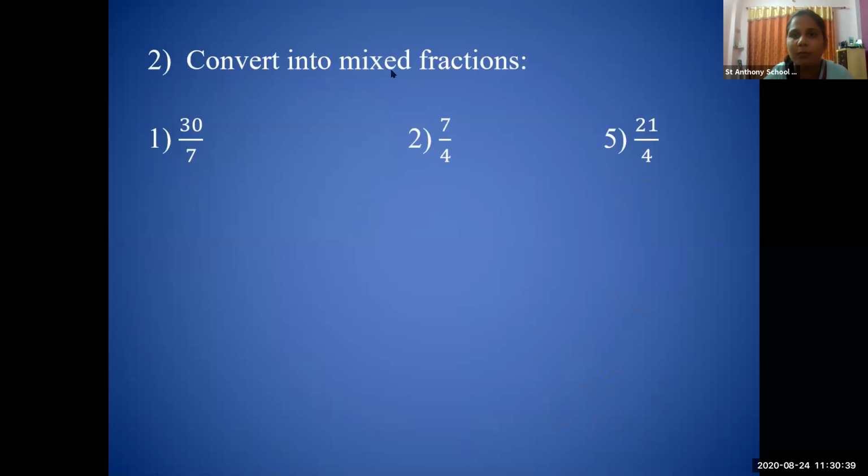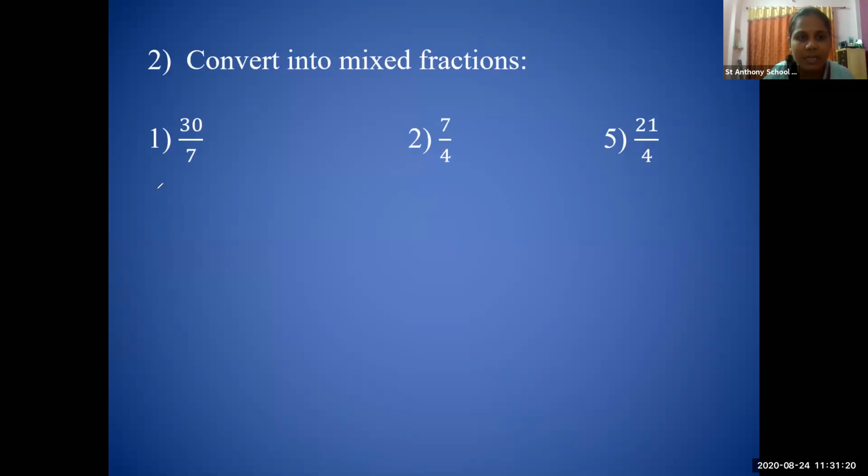Now this is an example of an improper fraction, where the numerator is greater than the denominator. So we have to convert that into a mixed fraction. Just now we converted a mixed fraction into an improper fraction. Now we have to convert that improper fraction into a mixed fraction. So how are we going to do this? I told you before how to convert this.